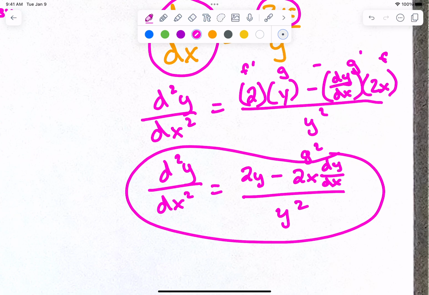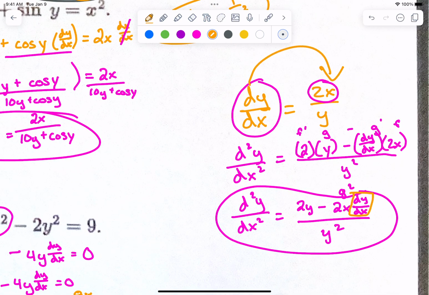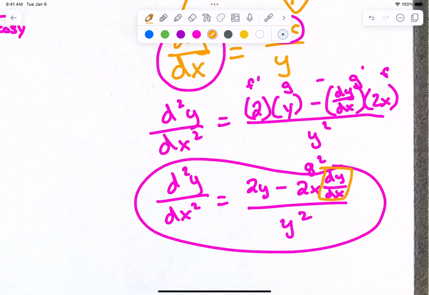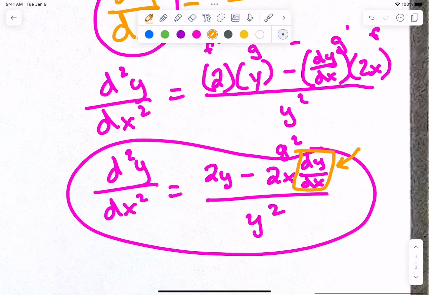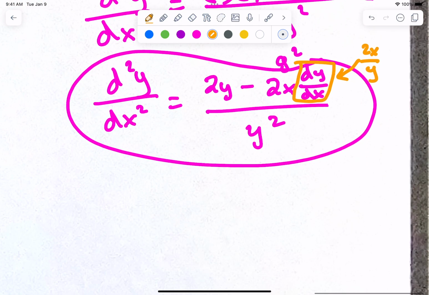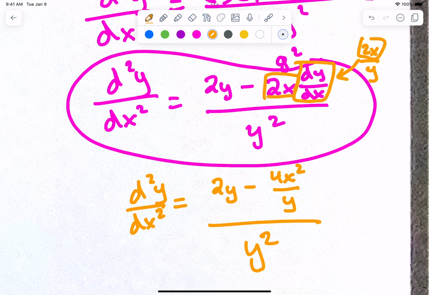Because I don't want this guy in here. I want to get rid of dy dx. What is dy dx? We already know, it's 2x over y, so we do a little substitution. We plug it in there. So we've got 2y minus 4x squared over y, since 2x times 2x is 4x squared, all over y squared. And that's d squared y over dx squared. That's my second derivative.